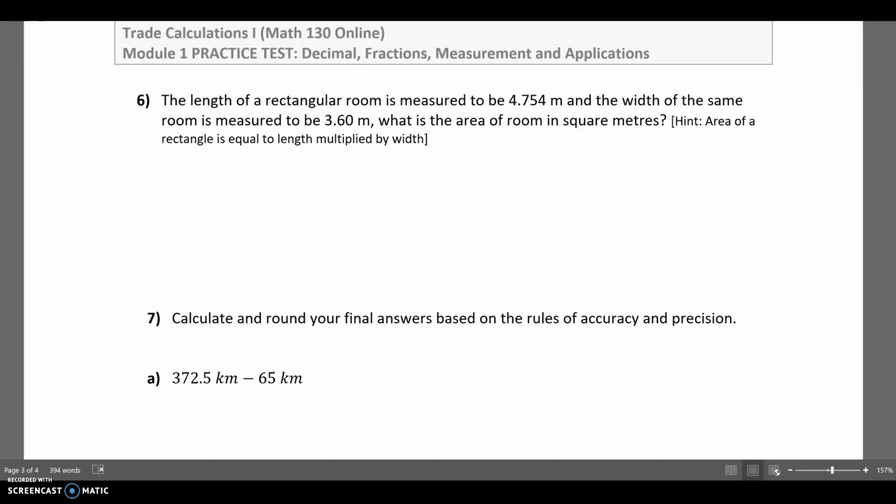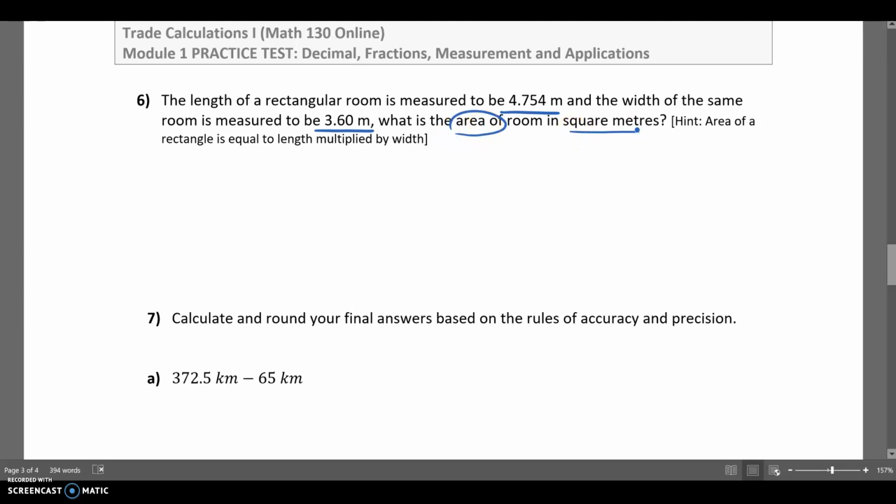This video continues the solutions for the Module 1 practice test. We just looked at figuring out the number of significant figures in a measurement, and we need to apply this in our next calculations. In this question, number 6, we have a rectangular room measured at 4.754 meters long and 3.60 meters wide. We're going to calculate the area of the room in square meters.